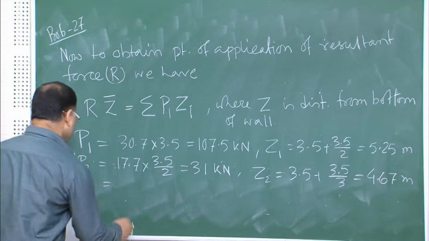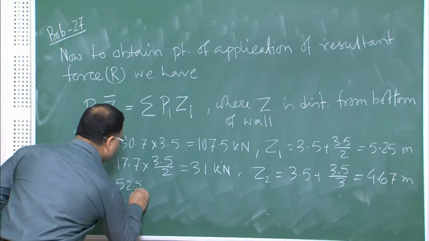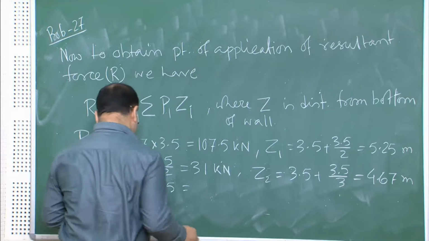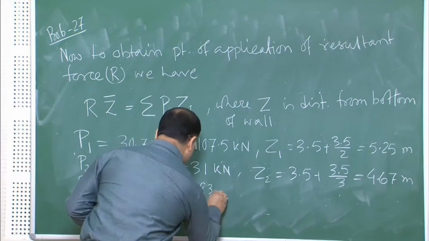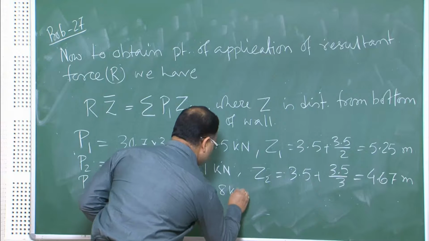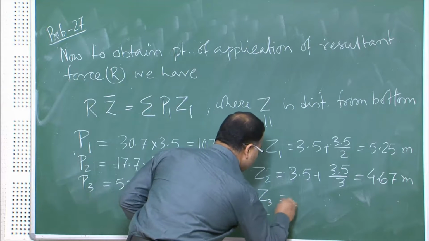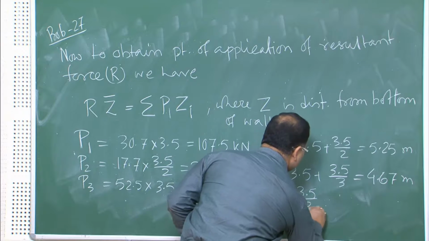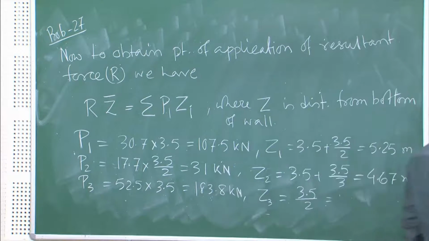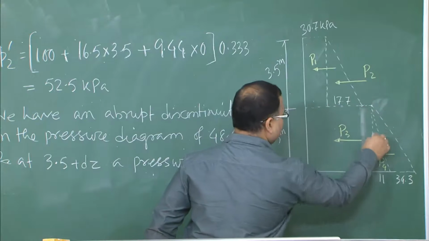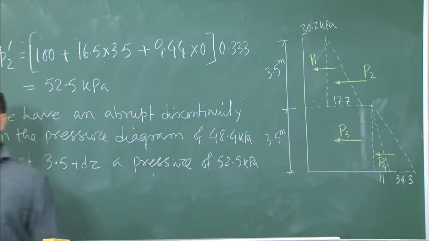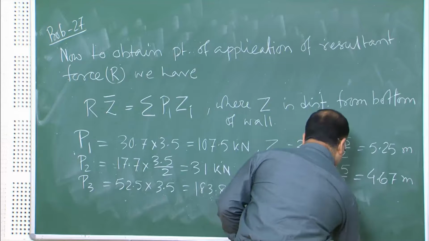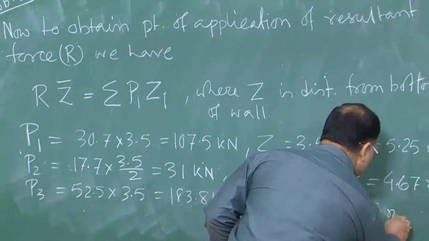Similarly, I can find out P3. P3 is 52.5 into 3.5, which comes around 183.8 kilonewton, and your Z3 is equal to simply 3.5 by 2. What is P3? P3 is this area, the area under this rectangle. So, 3.5 by 2, which is nothing but 1.75 meter.